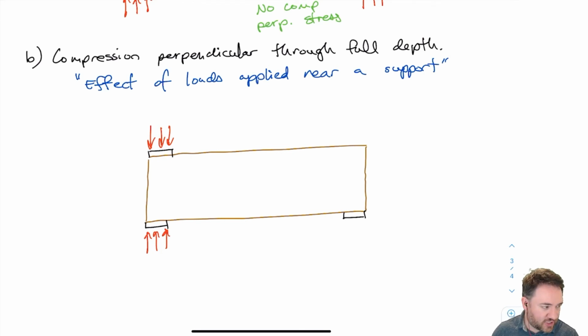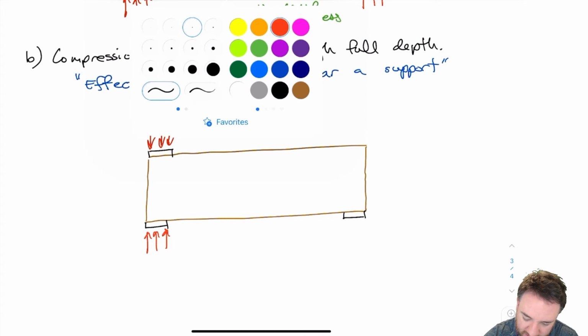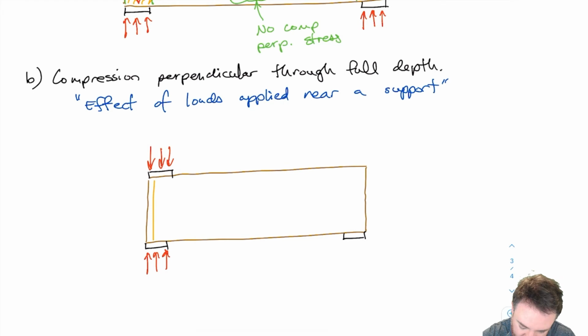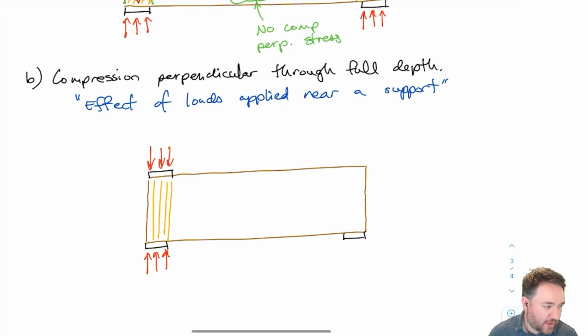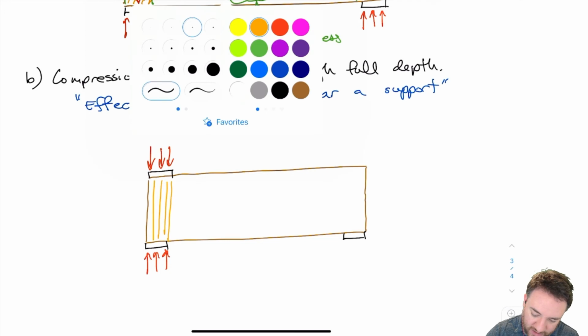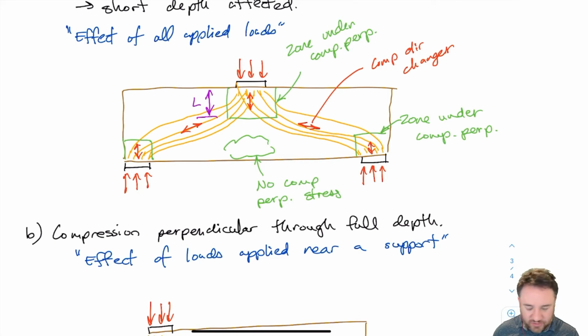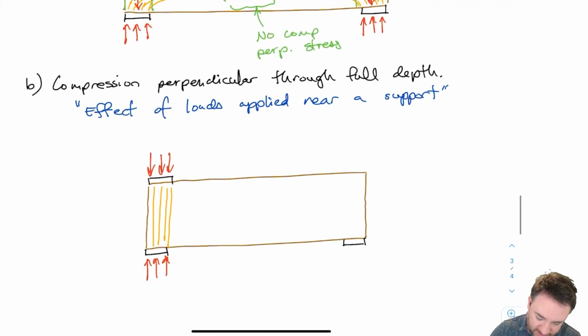Okay, so in this case, I have loads coming from the top, and since they're basically applied directly over the support, none of those loads get transferred over to the right reaction point, right? They're all going directly through the beam. So if I'm looking at the stress field, the principal compression stresses are basically just straight lines going from the top straight to the bottom. So what is the zone that is under perpendicular compression stresses? It's basically this entire area here now that is the zone under compression perpendicular.